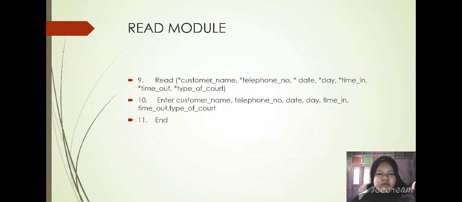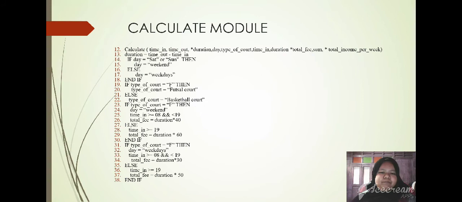For the read module, we read the customer name, telephone number, date, time in, time out, and also the time of call. Next, we enter the customer name, telephone number, date, time in, time out, and also the time of call. For the calculate module, first we have time in and time out for the duration, date, time of call, time in, duration for the total fee, sum, and also for the total income per week.